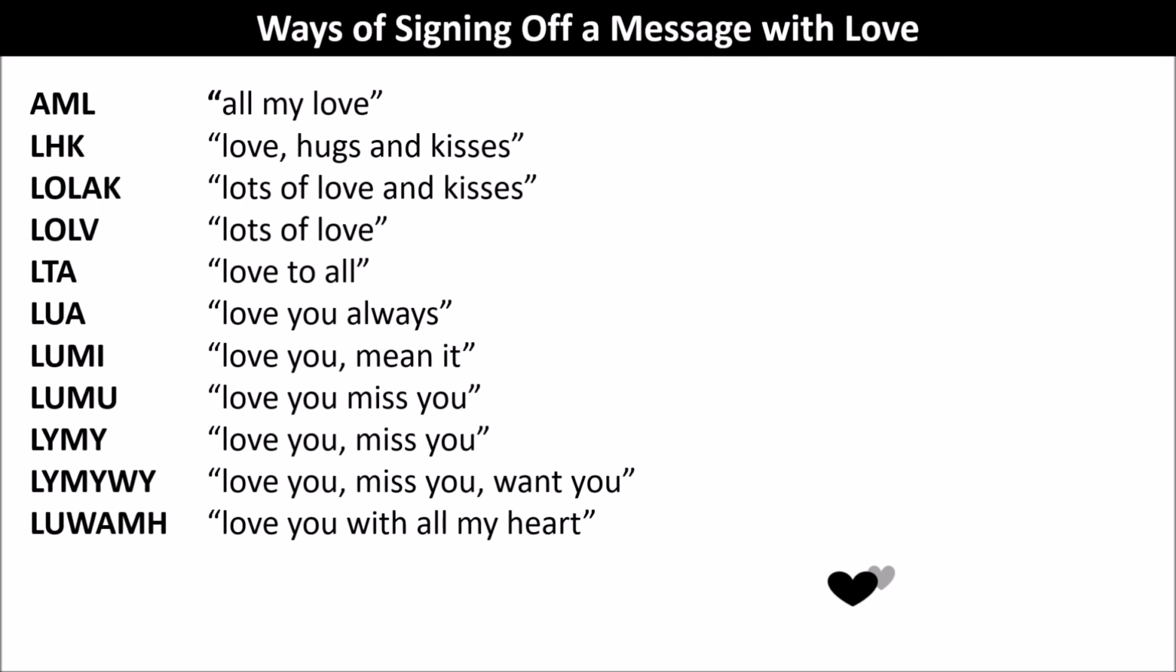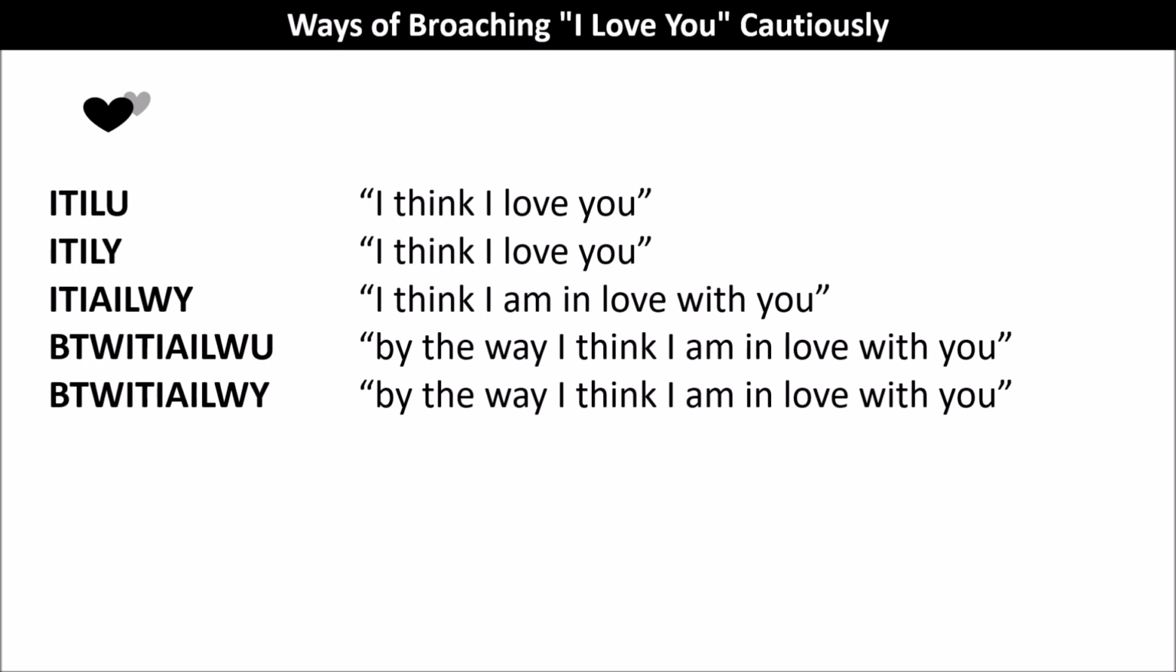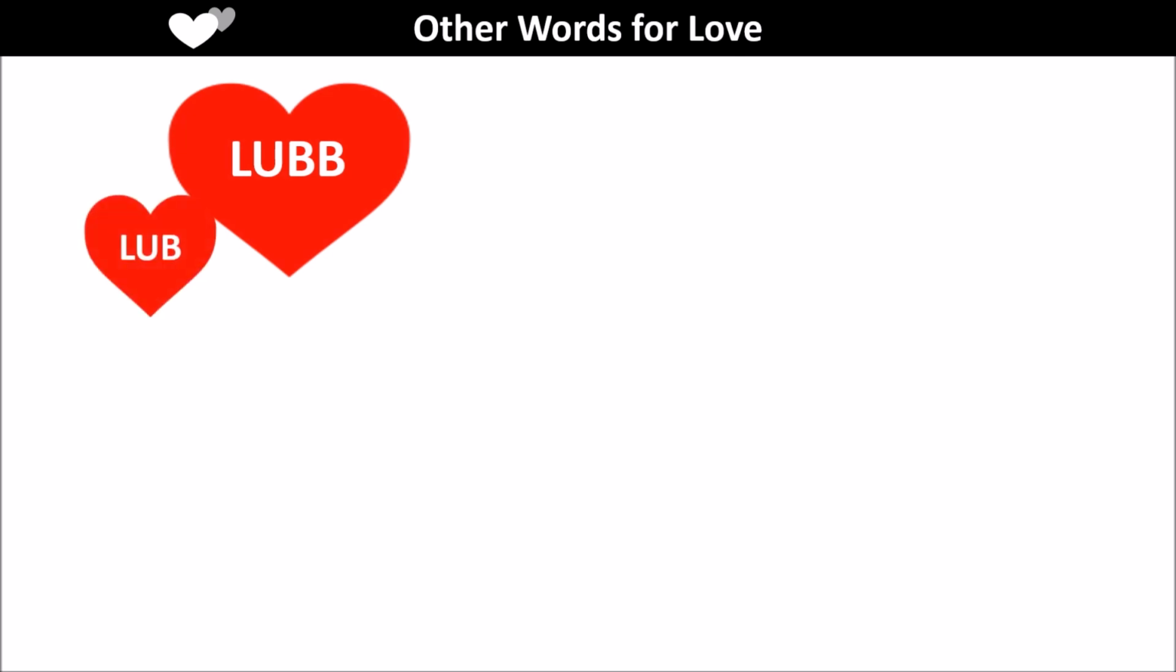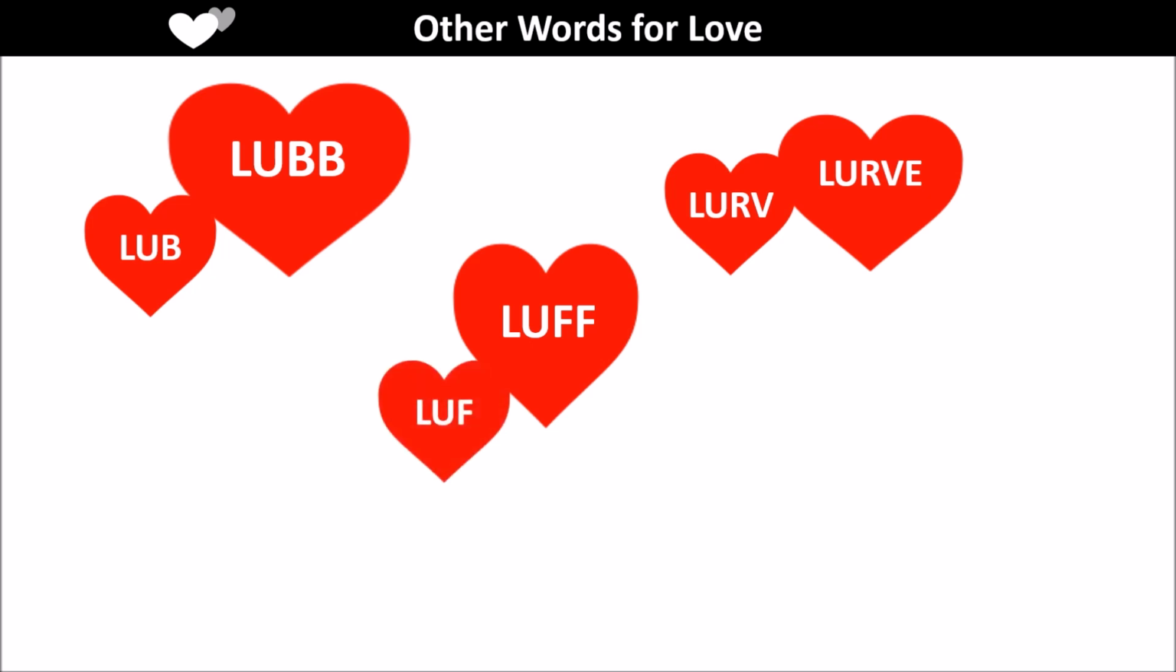And of course, there are lots of ways of signing off a message with love. And here are just some of the ways. And then there are ways of broaching I love you cautiously. I think I love you. I think I am in love with you. By the way, I think I'm in love with you. These are all first approaches to the idea. But then there are other words for love, more fun ones like lub with one B or two, love, or luff, love, l.